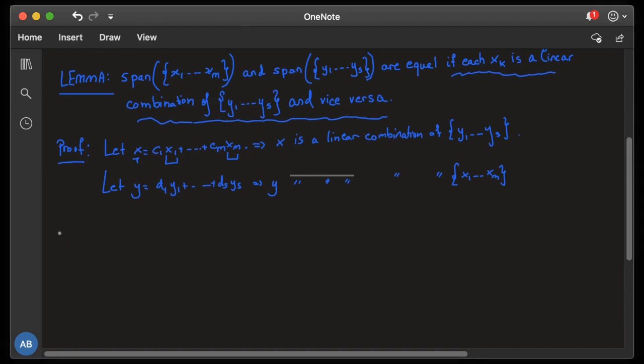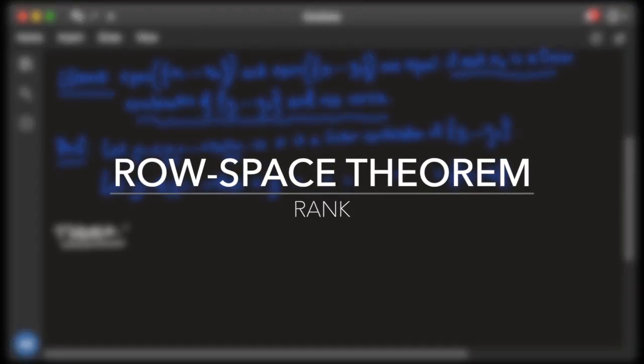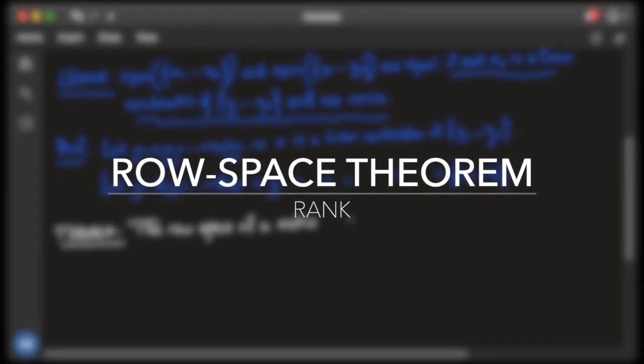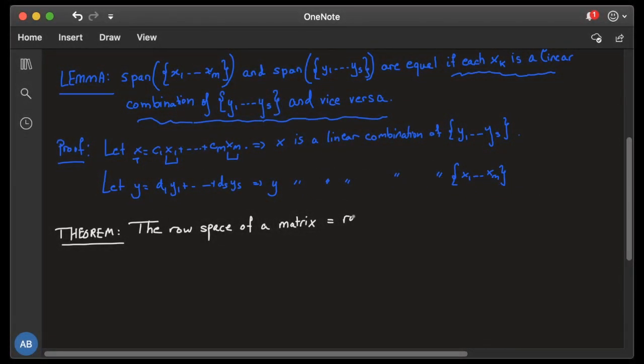Okay? Now next we have an important theorem that says the row space of a matrix is equal to the row space of any row reduced version of the same matrix. So you grab a matrix, compute its row space, right? Then if you apply the row reduction process multiple times and you grab all those matrices, then guess what? Each and every one of those matrices has the same row space. Okay? Very important to keep in mind.